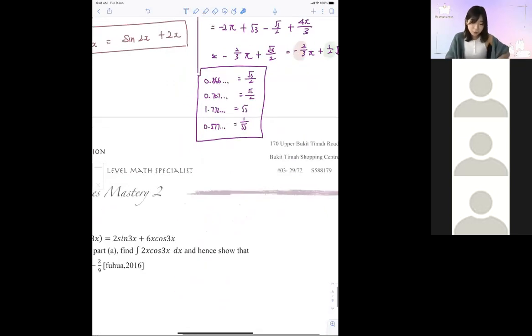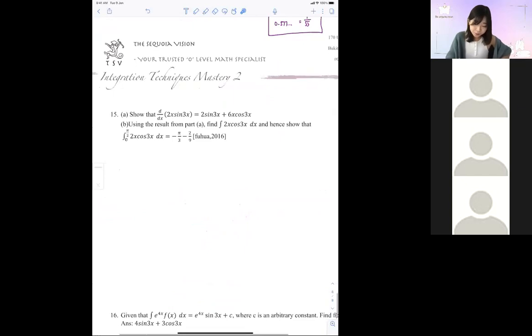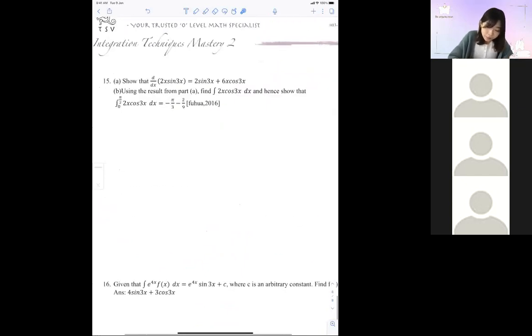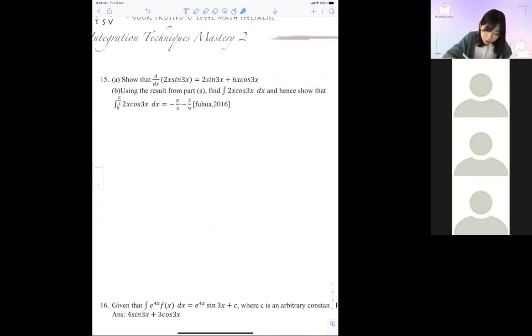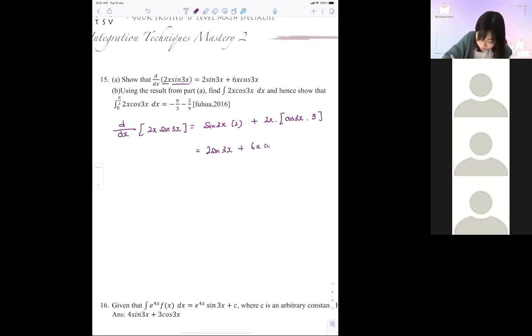Last one. Okay, last 2. So let's see here. Slowly, they ask you to differentiate this one more time. This is product rule. So slowly do. Copy the back, differentiate the front, plus copy the front, differentiate the back. Differentiate of sine is cosine. Don't forget to multiply by the differentiate of the angle. You get 2 sine 3x plus 6x cosine 3x.